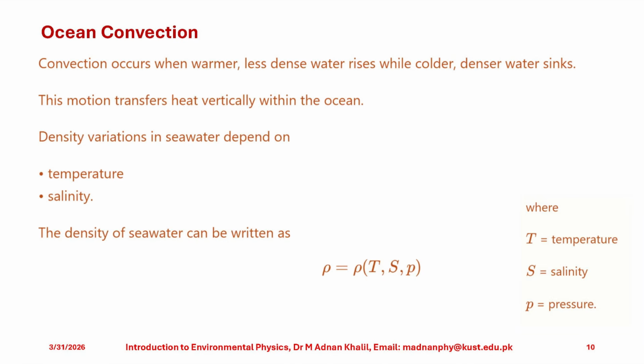Now, convection happens when warmer, lighter water rises and colder, denser water sinks. This vertical motion transfers heat into the ocean. The density of seawater depends mainly on temperature and salinity. Warm water is usually less dense, while cold and salty water is denser. So convection is closely linked to density differences. Now this process is very important because it allows heat from the surface to be mixed downward and colder water from below to move upward.